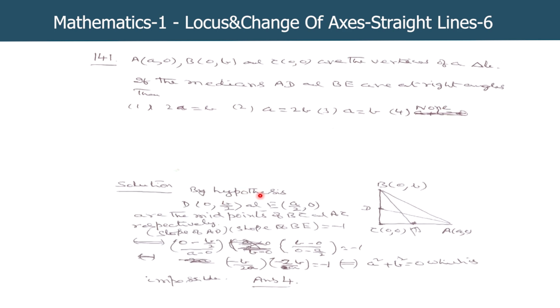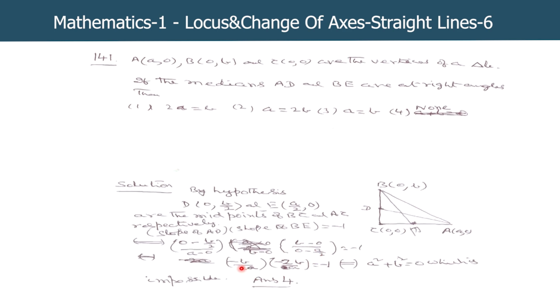Now, by hypothesis, the midpoint D of BC is (0, b/2) and midpoint E of AC is (a/2, 0). So, slope of AD into slope of BE is equal to -1 because they are given to be at right angles. That is, if and only if (b minus 0)/(0 minus a/2) ... (0 minus b/2)/(a minus 0) and (b minus 0)/(0 minus a/2) is equal to -1.